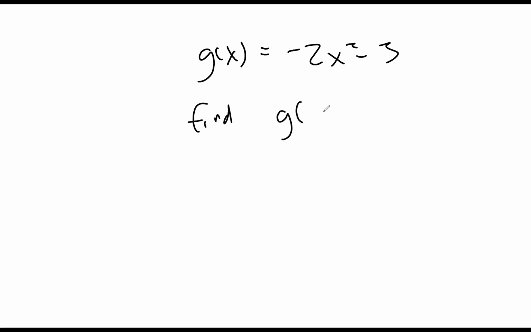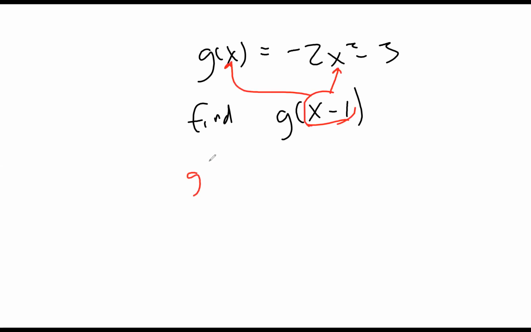It gives me this function. It gives me g of x equals -2x squared minus 3. And it says find g of x minus 1. Okay. And so what are we going to have to do with this x minus 1 business? Where are we going to have to put it? Plug it in for x? Yeah. So I'm going to have to put it here and here.